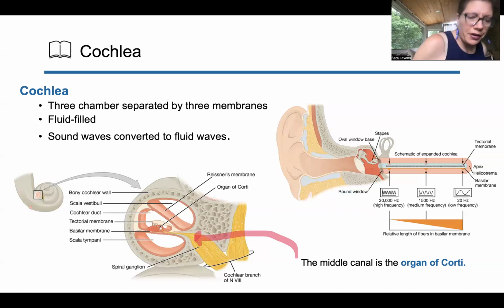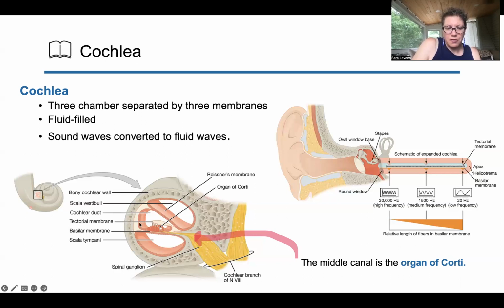And so this gets compressed down, and all these converted to these fluid waves that would basically be processed along the cochlea according to their frequency. So this here is what the cochlea looks like. This middle canal here is the organ of Corti.